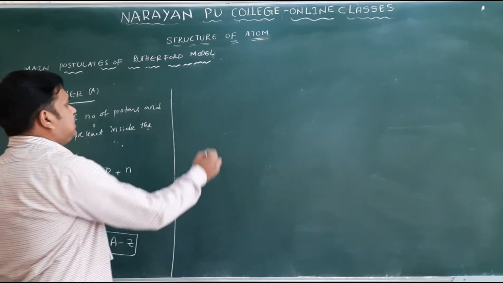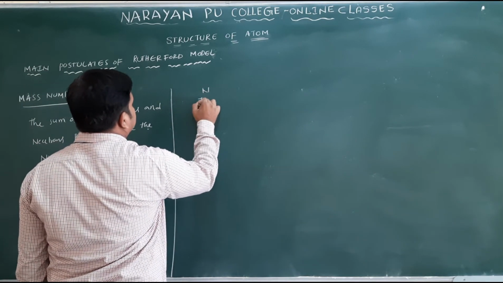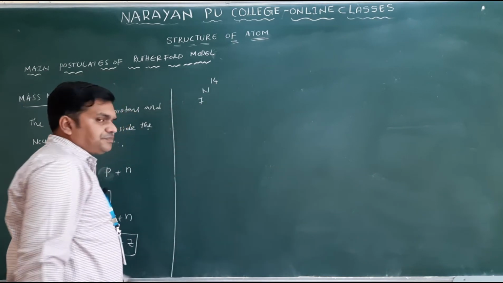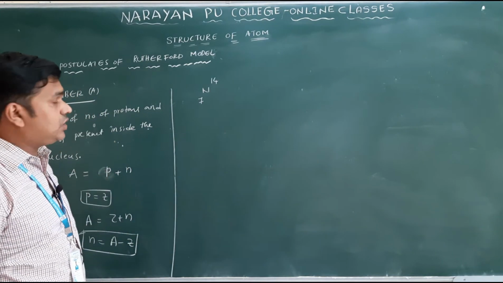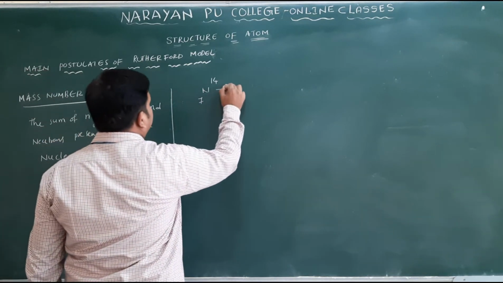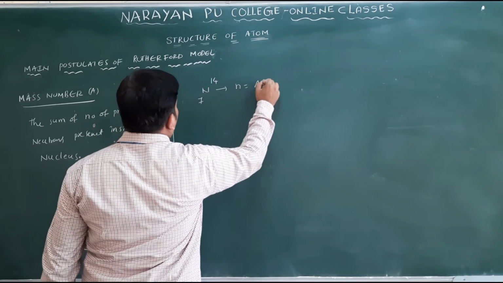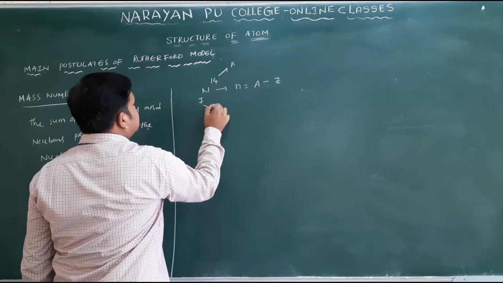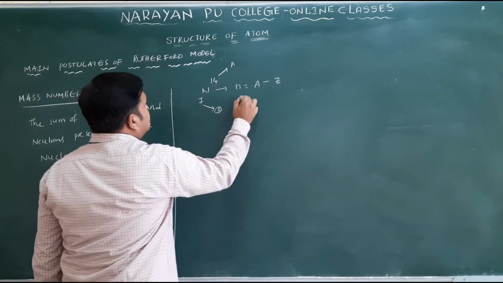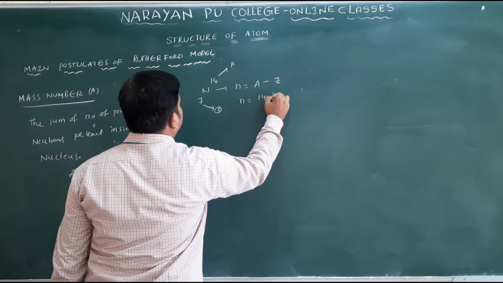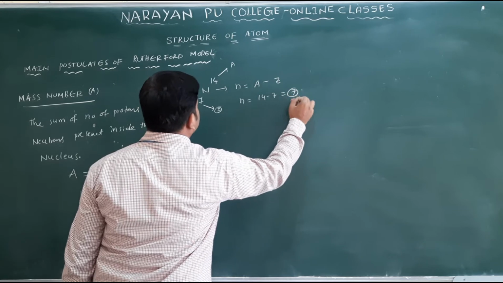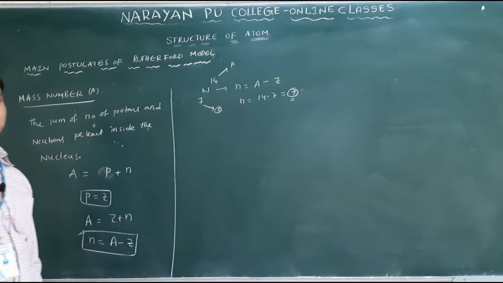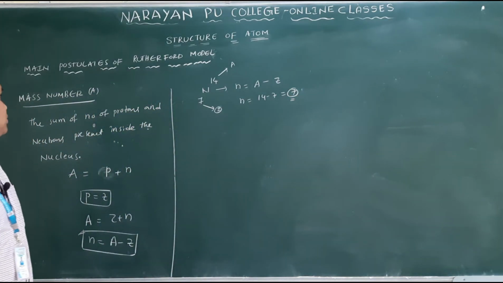Okay, let us take an example. Nitrogen, atomic number 7 and mass number 14. Find the number of neutrons in this case. How can you find it? The number of neutrons is equal to A minus Z. This is A, the mass number, and this is Z, the number of protons. So N is equal to 14 minus 7, that is 7. Like this, you can find the number of neutrons.